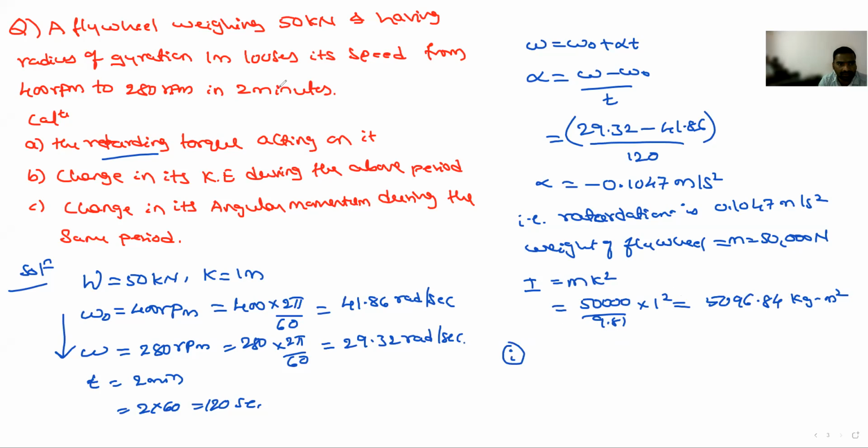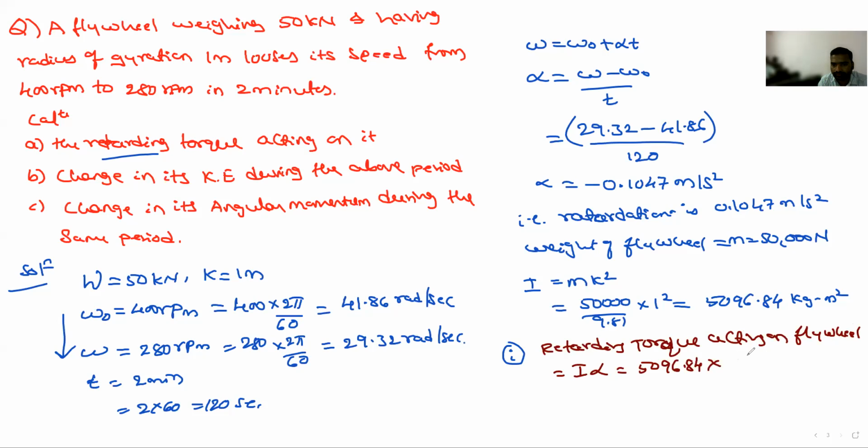What is the first one asking? Retarding torque acting on the flywheel. What is the formula? I times alpha. So I is 5096.84 into the value of alpha, 0.1047. Don't put the minus sign, because I have already indicated that retarding itself indicates that it is negative.